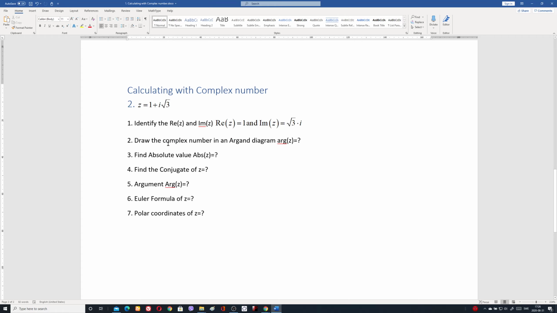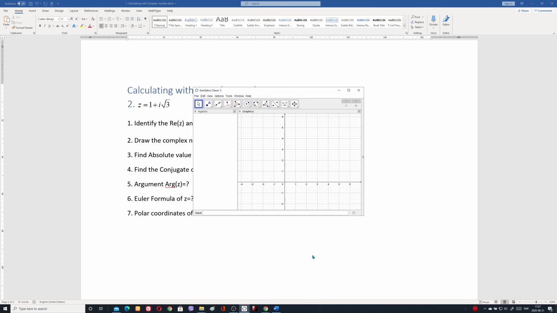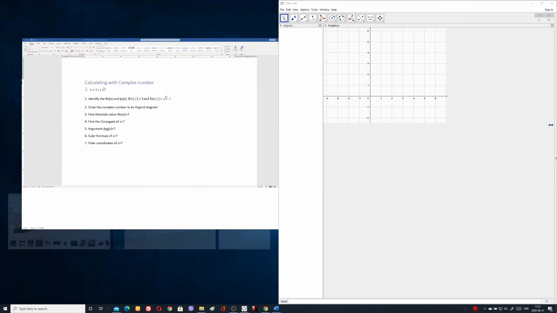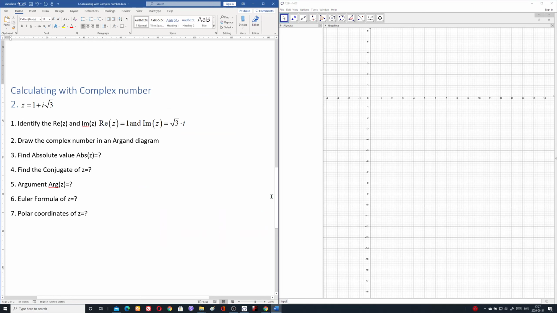So now we should draw the complex number in an Argand diagram. I'm sorry, something is wrong with this one. So now I will do that in GeoGebra. It's a very good program. I think that you should try to learn this.